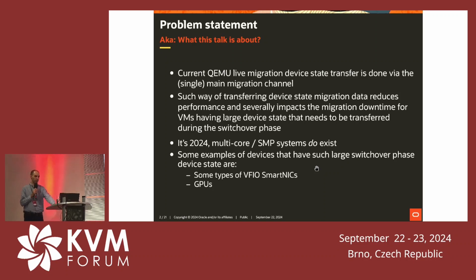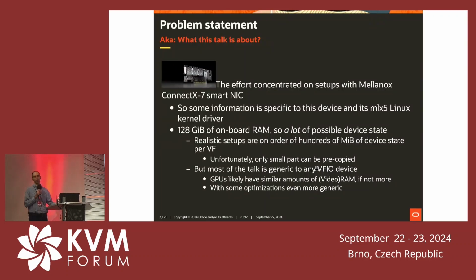So what's an example of that kind of device? This effort was developed against a Mellanox, or NVIDIA these days, ConnectX SmartNIC. This device has 128 gigabytes of RAM. This is not RAM on the host, but the device has its own RAM. As you can see, under this heatsink you basically have a small, or pretty major, computer with 128 gigabytes, and all of that has to be transferred to the destination. Even in a small setup, this results in hundreds of megabytes of device state per VF.